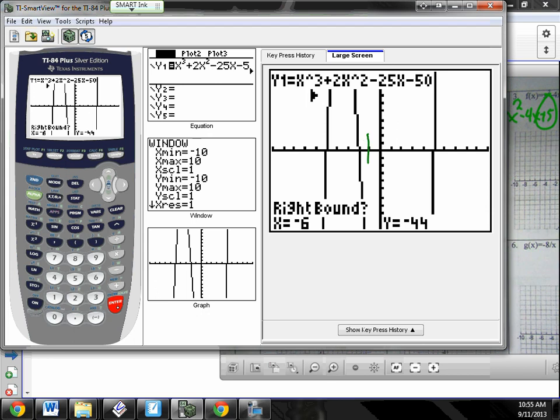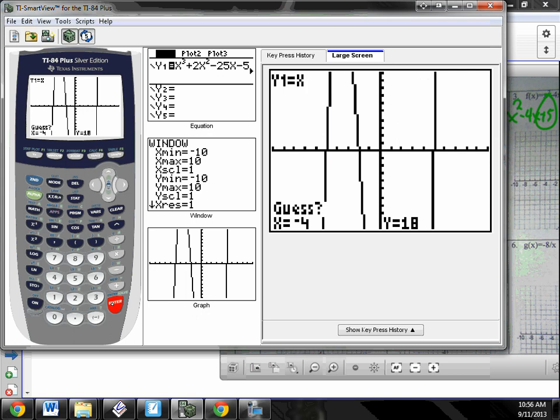All right, so, what should I pick for my right bound? -4 would work, -3 would work. So I'll type in -4. For my guess, I'm going to do -5. And it turns out that this one was, in fact, -5. That's an x-intercept, yeah.